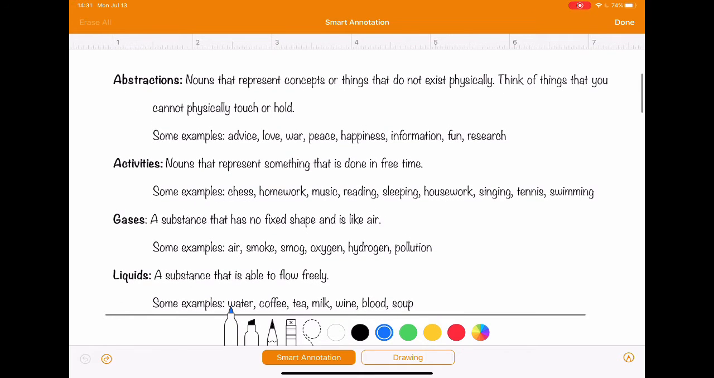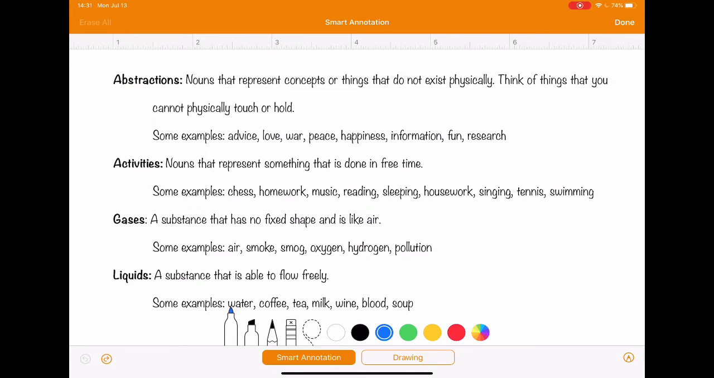So the first category of noun that you can use to help you is abstraction. An abstraction is a noun that represents a concept or things that don't exist physically. So just think of things that are more ideas or concepts, things you cannot physically touch or hold. Some examples here are advice, love, war, peace, happiness, information, fun, and research, right?